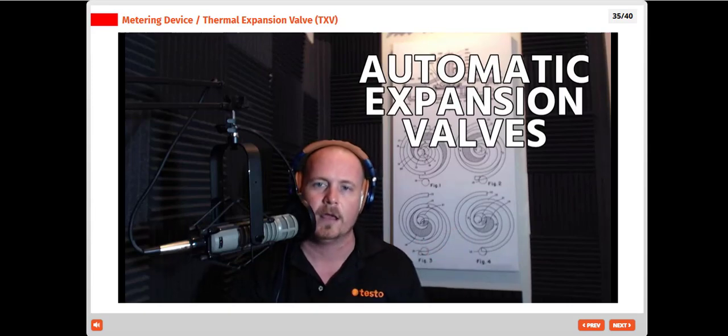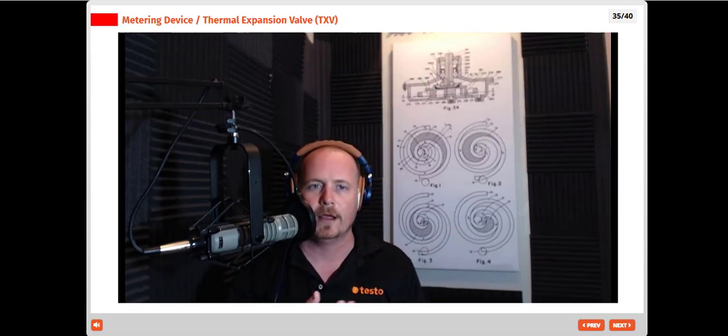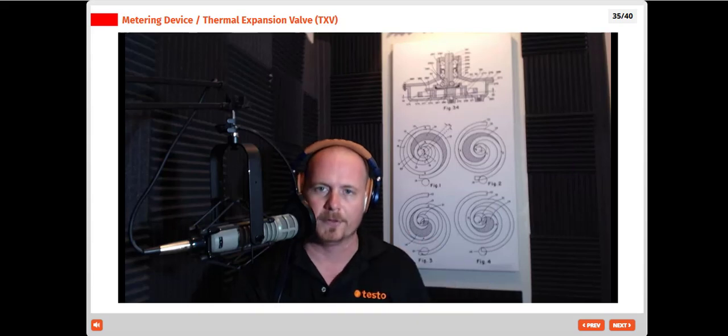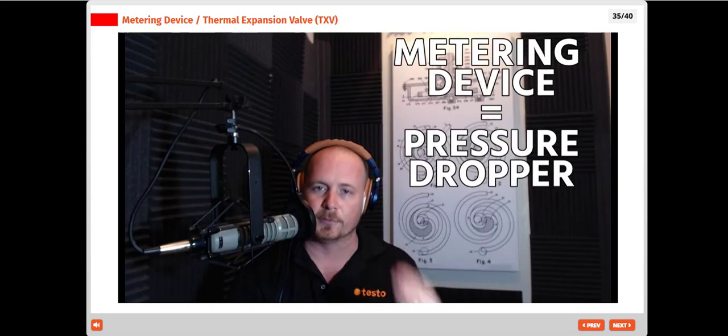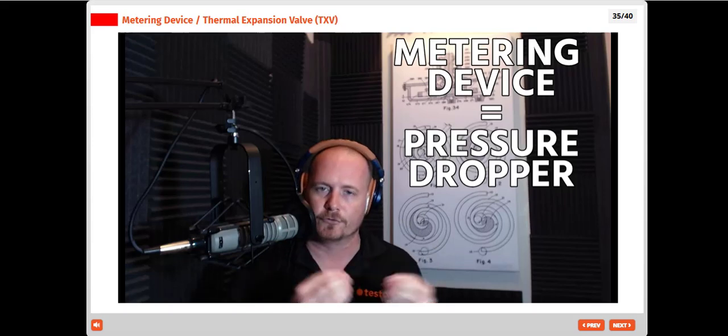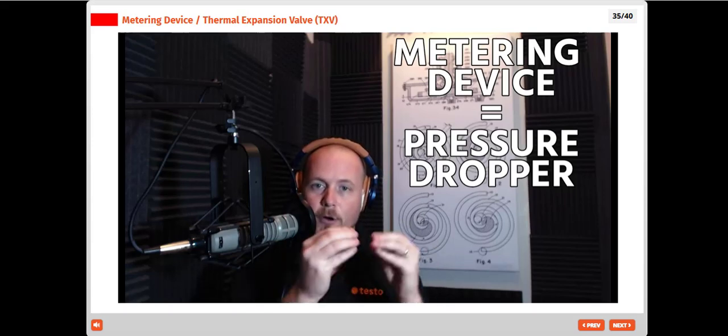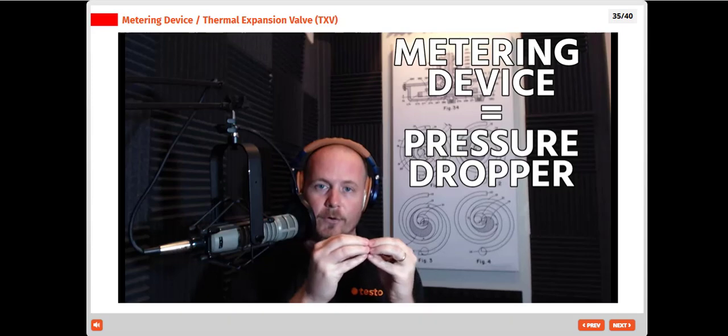How does it do it? Well, it drops pressure by basically creating a small passageway that the refrigerant has to go through. So pressure is built up on the inlet side, and then on the outlet side there is a drop because it goes through a very small area, and then it opens up into a larger volume.